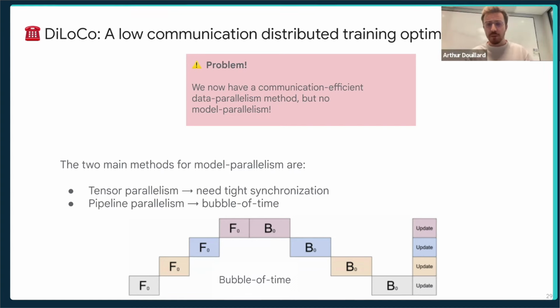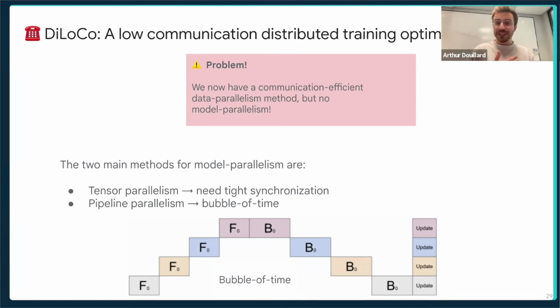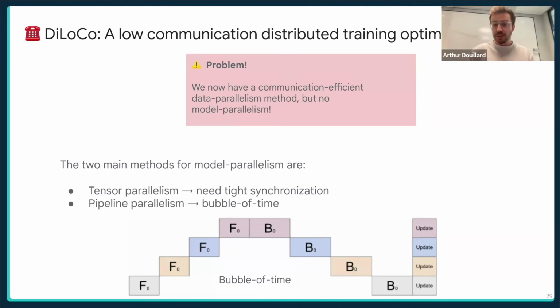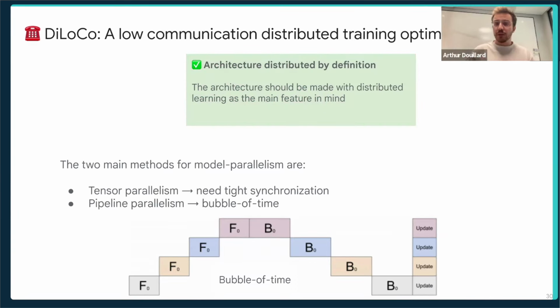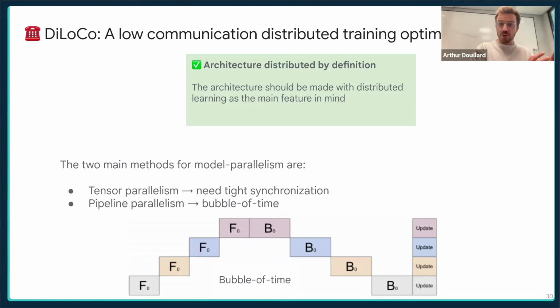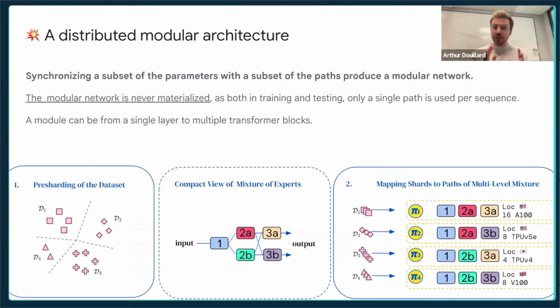The big problem of pipeline parallelism is what we call the bubble of time. When you do the forward and the backward, there are a lot of devices that are not used, meaning there is low compute efficiency of your devices. We therefore need to find a new kind of architecture that is distributed by definition. Instead of trying to find a new training algorithm for your current transformer, you can do the reverse and modify your architecture to fit the distributed training method. That's the gist of DiPaCo.